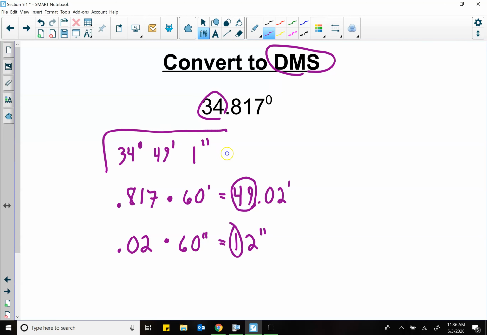And there it is. That's really what's going on in the calculator. You take your decimal, multiply it by 60. That tells you the minutes. Take the minute decimal, multiply it by 60. That will tell you the seconds.